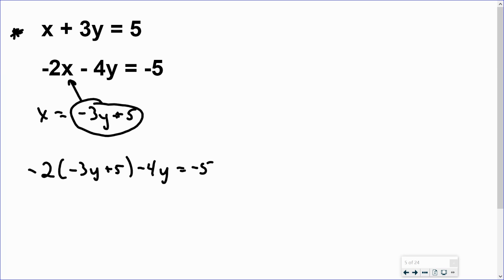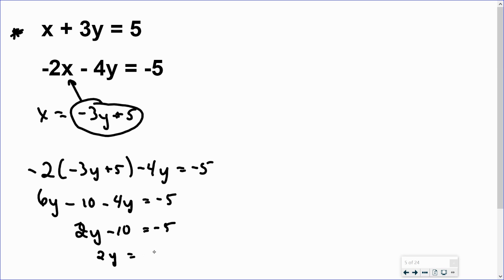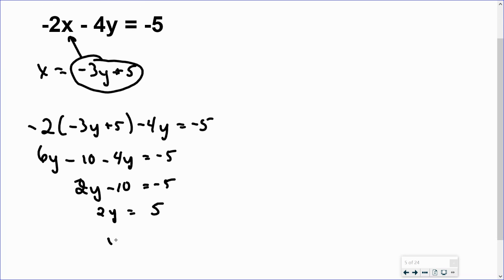Okay. Now I do the deal here. So 6y minus 10 minus 4y is equal to negative 5. 2y minus 10 is equal to negative 5. 2y is equal to 5. And that means that y is equal to 5 over 2.